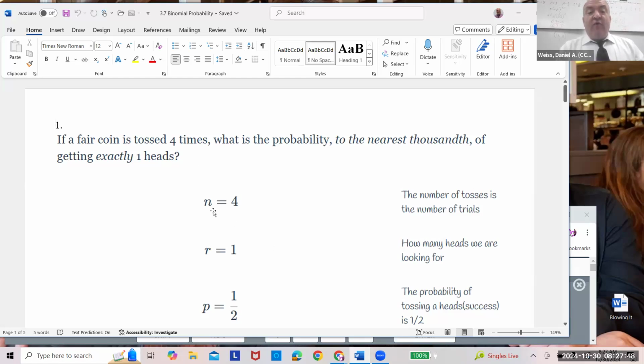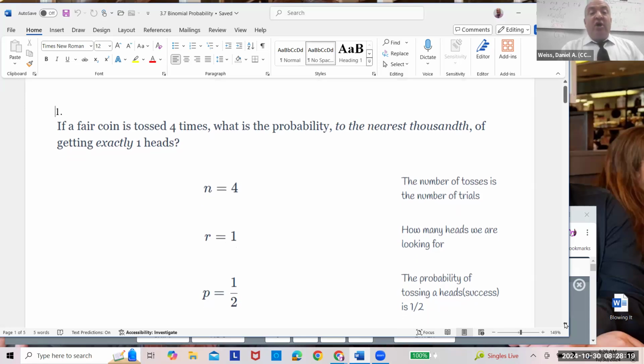We're going to have 4 letters. N. N is the number of tosses. That's 4. So N is 4. That's 4 right here. R is how many heads we're looking for. So R is 1. P is the probability of getting heads. What's the probability of getting heads on a coin? That is going to be 1/2 or 0.50 or 0.5.